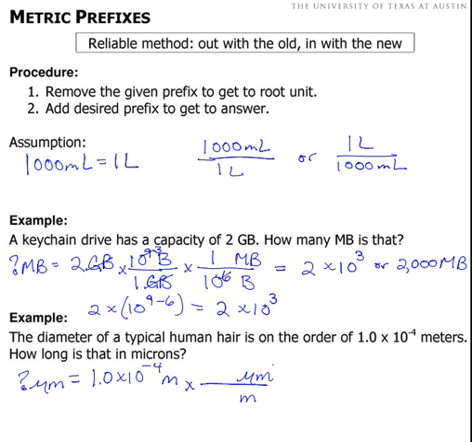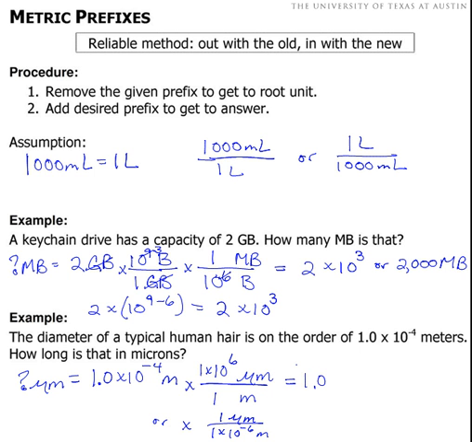Microns is also micrometers, depending on how you spell it, or how you pronounce it, sorry. For every 1 meter, we have 1 times 10 to the 6 microns. Or you could also remember that 1 times 10 to the negative 6 meters is 1 micrometer. You can do either one of those. Don't do both. Just pick the one that you like best. You'll notice that the math turns out the same either way.